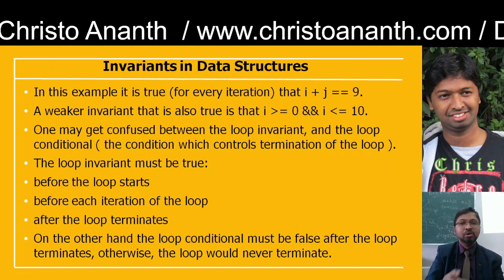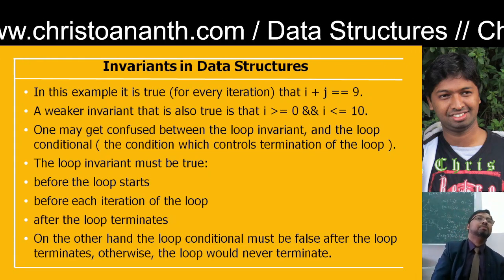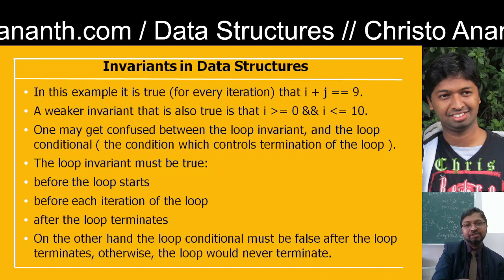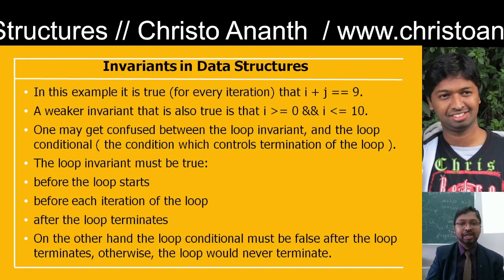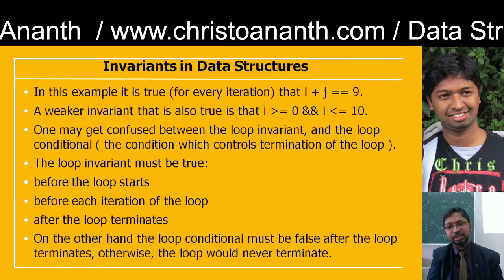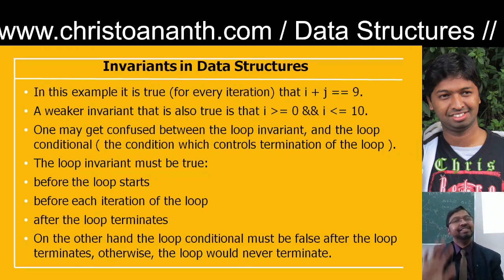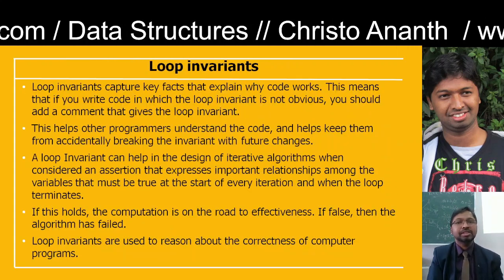The loop invariant must be true before the loop starts, or maybe before each iteration of the loop, and after the loop terminates. On the other hand, the loop conditional should be false after the loop terminates, otherwise the loop will never ever terminate. So these are the loop invariants.